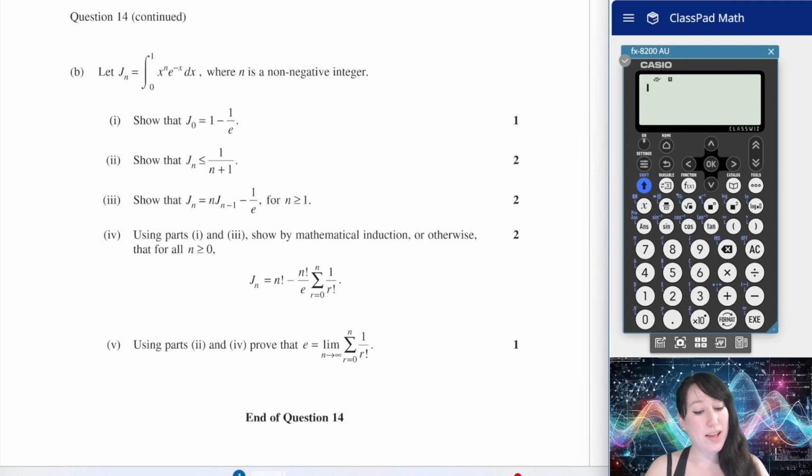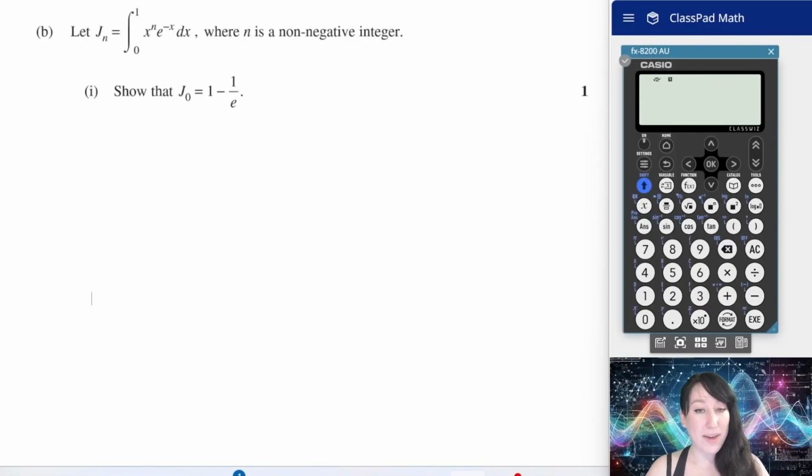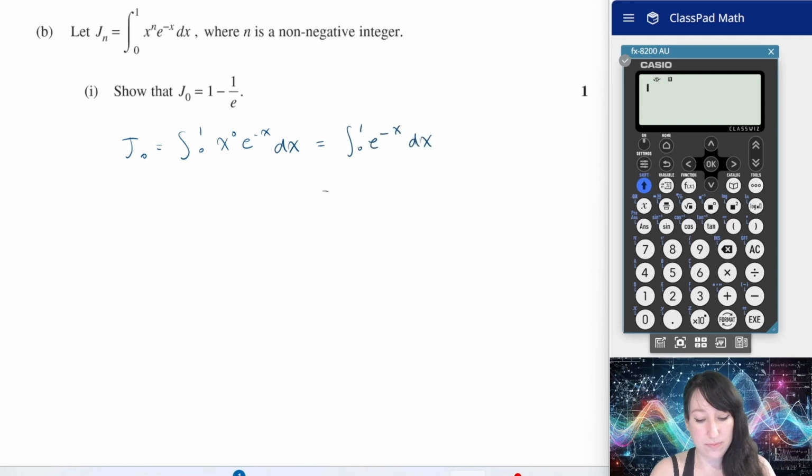Question 14b. Let Jn be the integral from 0 to 1 of x to the n times e to the negative x dx, where n is a non-negative integer. Part 1. Show that J0 is equal to 1 minus 1 over e. Okay, let's take a look at J0. Now we can integrate that. And that's the result.